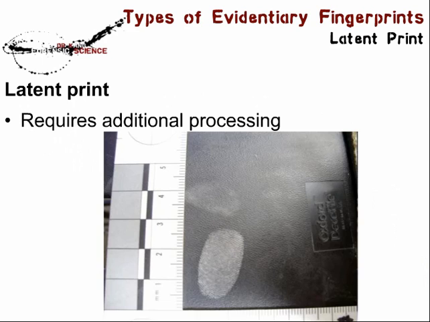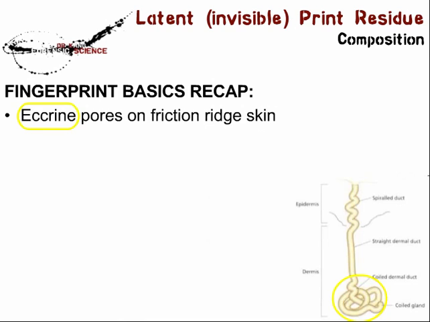A latent print requires additional processing to be rendered visible and suitable for comparison. This processing of latent prints is called development, enhancement, or visualization. To start understanding latent print development, we need to talk about the fingerprint residue. Friction-ridged skin, as found on surfaces of fingers, hands, and bottom of feet, has pores leading to sweat glands.